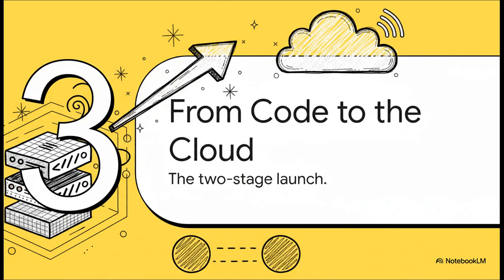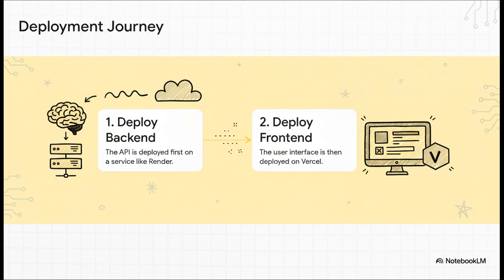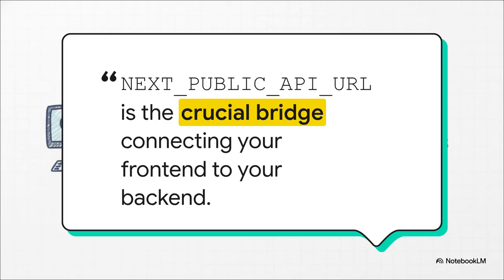Okay, we've got our code, and we totally get the blueprint. Now, for the magic moment, launching it so it's live on the internet. This part can feel really intimidating sometimes, but the guide for this project boils it all down to a simple two-stage launch. See, the trick is to launch the two main parts separately. First, you get the brains, the backend, up and running on a service like Render. Once that's live and has its own address on the internet, then you can deploy the user interface on a platform like Vercel. But wait, how does the frontend know where to find the backend?